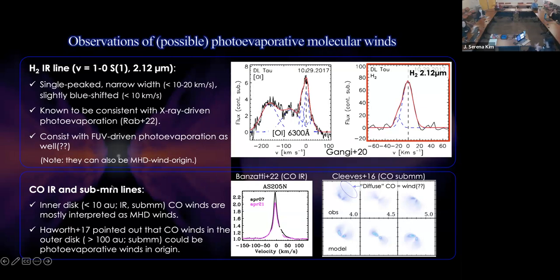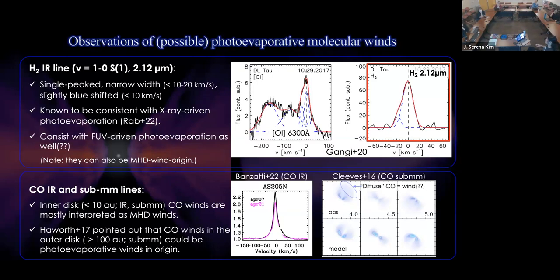And as for CO molecular winds, it's observed through infrared and submillimeter observations. In a disk, CO is also known to have a blue shifted line, and it's usually concluded as MHD-driven winds. I kind of agree with that result because, as I showed, I think driving extended CO photoevaporating winds is relatively difficult in terms of photoevaporation. But Thomas Howard's model pointed out CO winds could be excited in terms of external photoevaporation. And at least it could reproduce the submillimeter observation of CO winds.